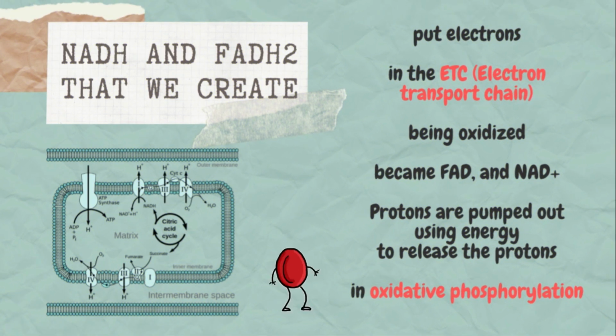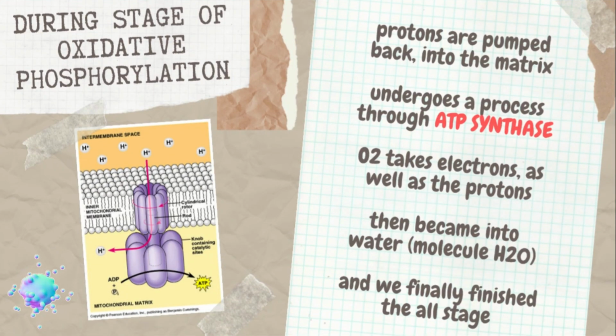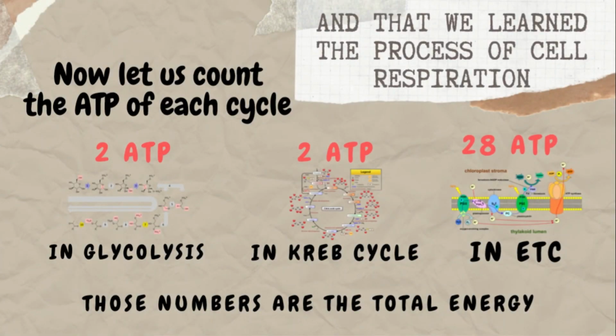Protons are pumped out using energy in oxidative phosphorylation. During this stage, protons are pumped back into the matrix through ATP synthase. O2 takes the electrons as well as the protons and becomes a water molecule, H2O, and we have finally finished all the stages. And that is how we learned the process of cell respiration.